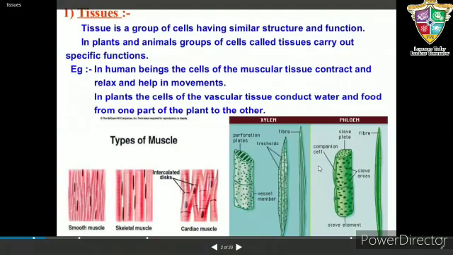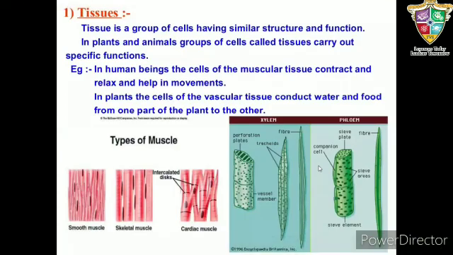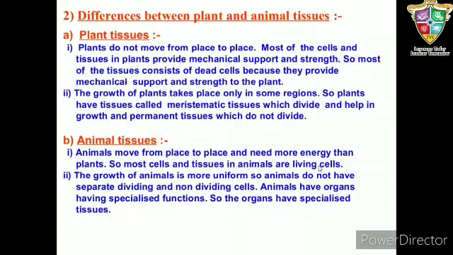Tissue. Tissue is a group of cells that are similar or dissimilar in structure but similar in origin, which work together to perform a particular function. Examples of tissues are blood, phloem, muscles, etc. Tissues organize to form organs, and organs organize to form organ systems.